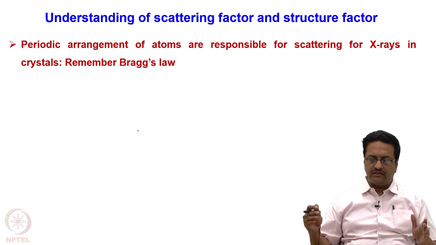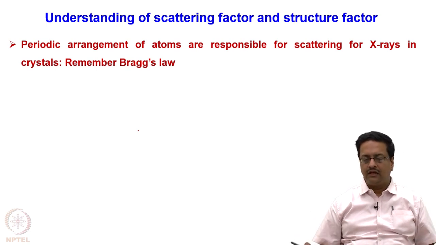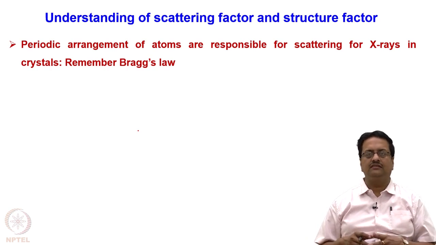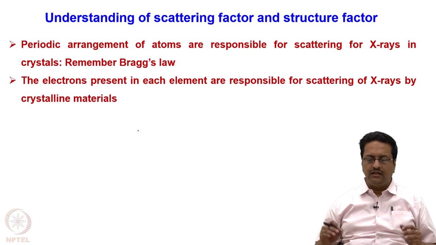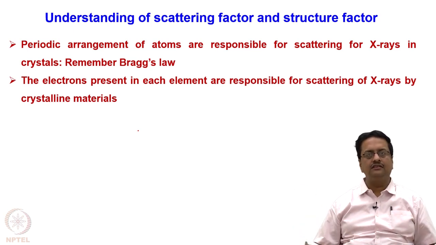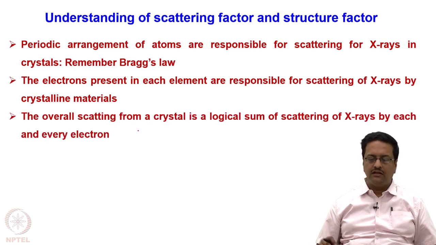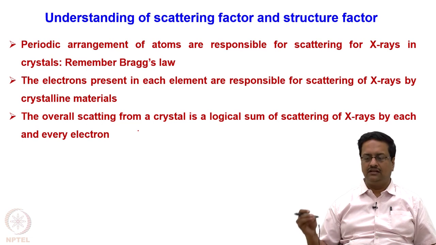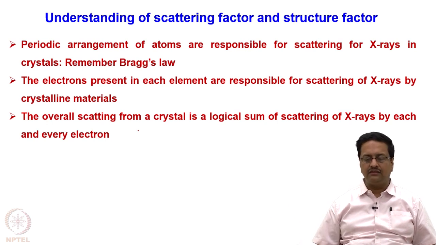So now when we are trying to understand how the scattering of X-rays takes place from a crystalline material, we need to understand the phenomenon from inside. When we have a periodic arrangement of atoms, we believe that it is responsible for scattering of X-rays in crystals. We have derived Bragg's law, and with this understanding, it actually means that the electrons present in each element are responsible for scattering of X-rays in crystalline materials. The overall scattering from the crystal is a logical sum of scattering of X-rays by each and every electron present in it.